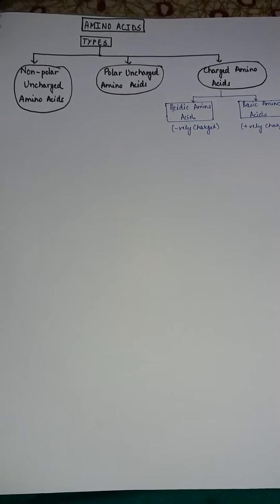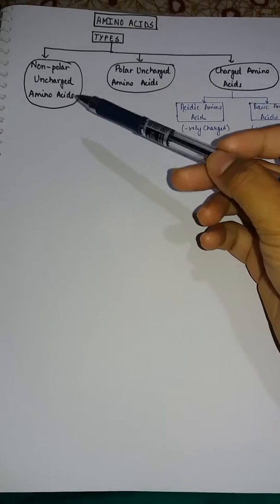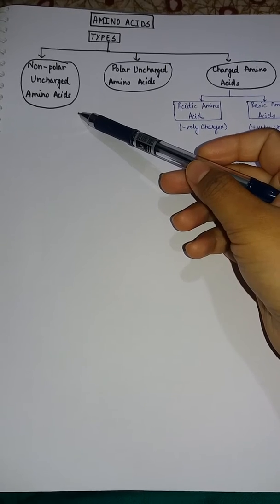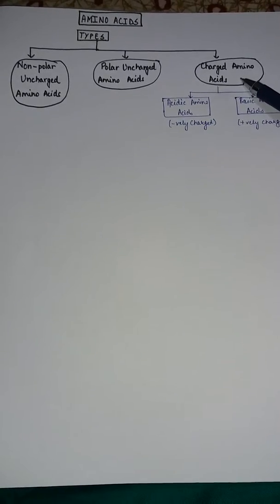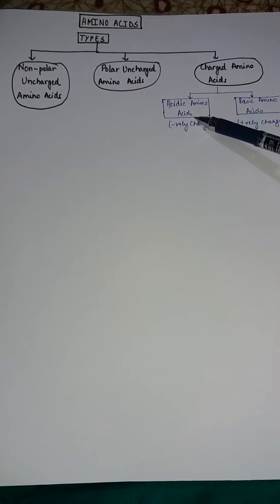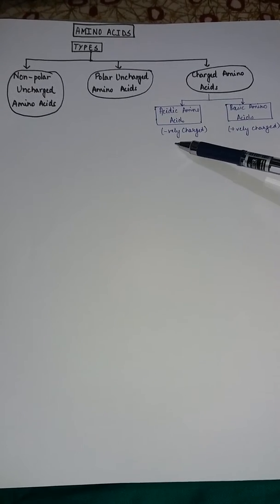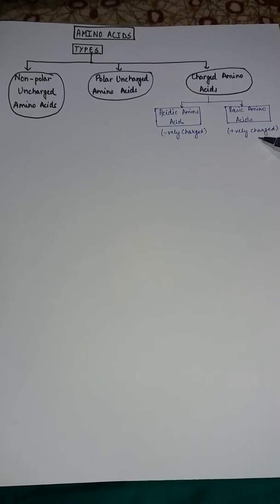So friends, there are various types of amino acids which are present. Generally we categorize the amino acids into mainly three categories. They are the non-polar uncharged amino acids, polar uncharged amino acids and charged amino acids. So the charged amino acids is further categorized as acidic amino acids and the basic amino acids. The acidic amino acids are negatively charged and the basic amino acids are the positively charged.